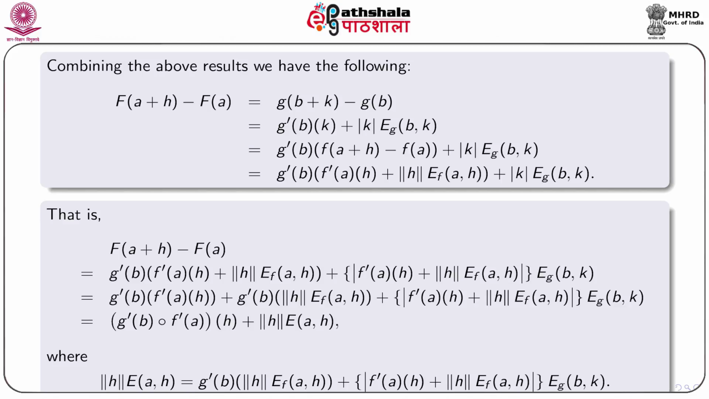We have g(B+K) − g(B) equal to g'(B) operating on K plus mod K times E_g(B,K). In the first term of the right hand side, we write the value of K, that is f(A+H) − f(A). Now, we write the value of f(A+H) − f(A). So, we have f'(A)H plus norm H E_f(A,H). That is, finally, we have the linear map g'(B) operating on the term f'(A)H plus norm H E_f(A,H), and that is added with the term modulus of K times E_g(B,K).